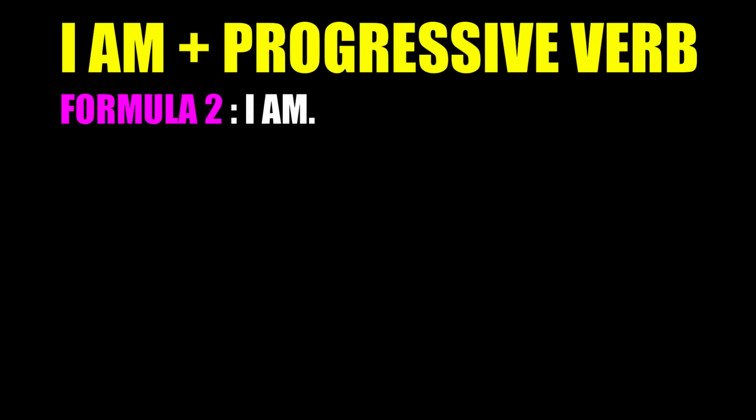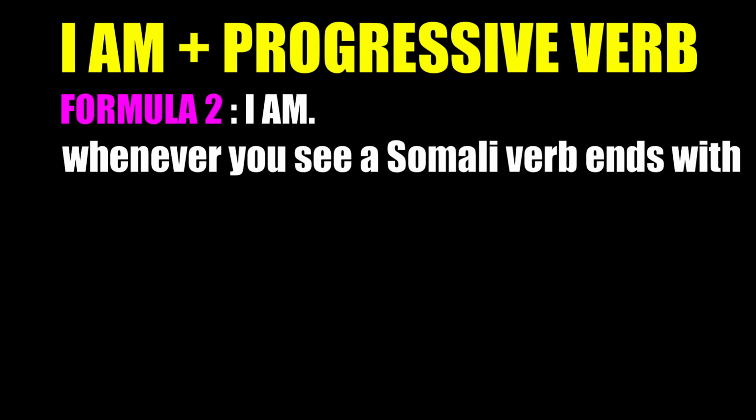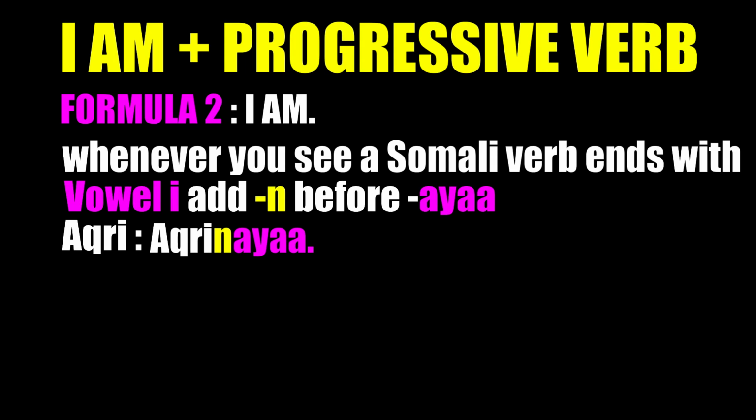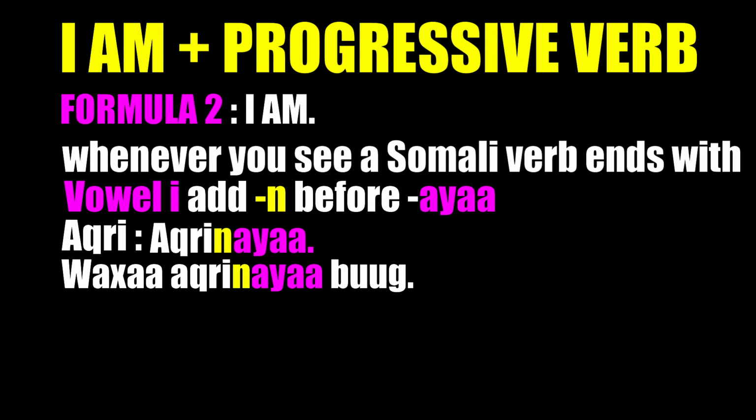Formula 2 or Rule 2. Whenever you see a Somali verb ends with vowel I, you need to add n before you add in aya. For instance, aqri is to read, so the verb ends with vowel I. To make I am reading, we need to add n before we add aya, and we say aqrinaya. So you add na, aqrin, and aqrinaya. Waxa aqrinaya book. I'm reading a book.